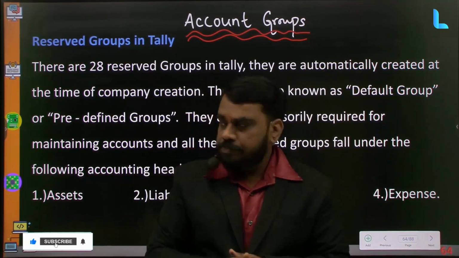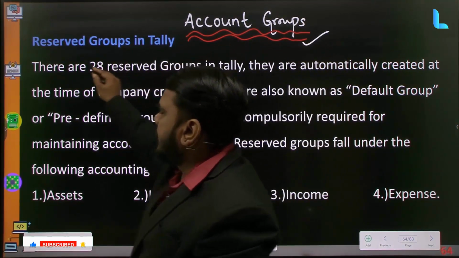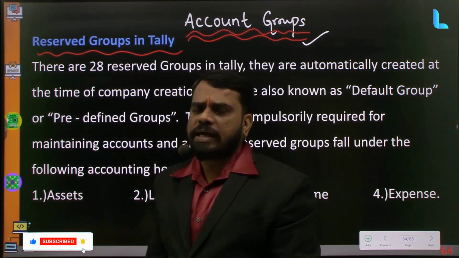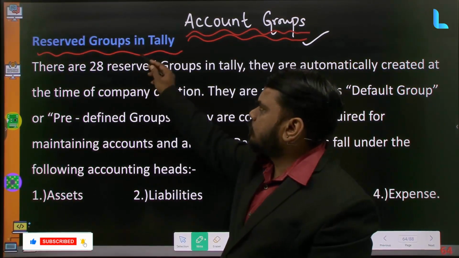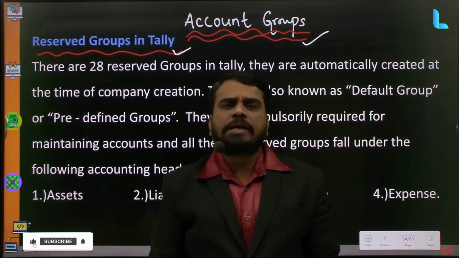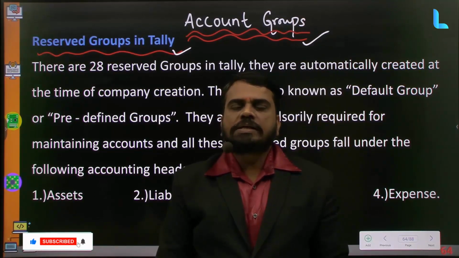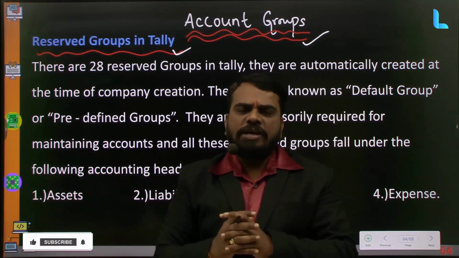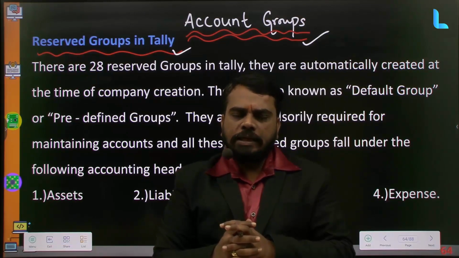So let us begin. Account groups. Under account groups, there are two categories of groups, that is the reserved groups which we find in Tally, and the other is the user defined groups in Tally. The reserved groups are nothing but the predefined groups. In Tally, when you create a file for maintaining accounts, it is actually called a company. When a company is created, the reserved groups are created automatically. There are 28 reserved groups which get automatically created when we create a company in Tally.